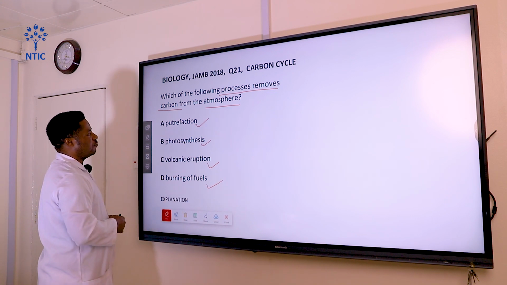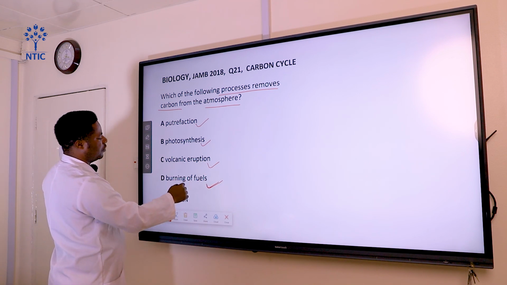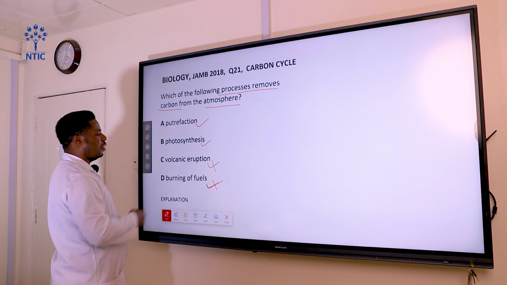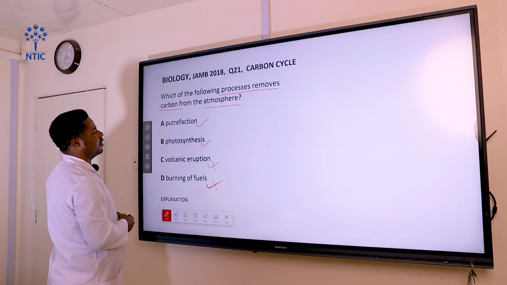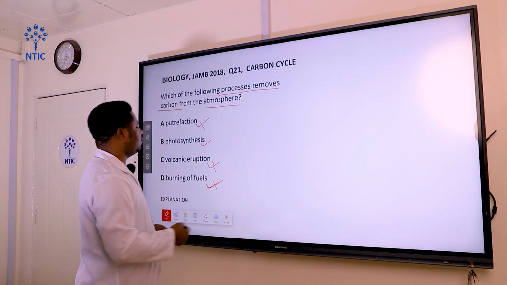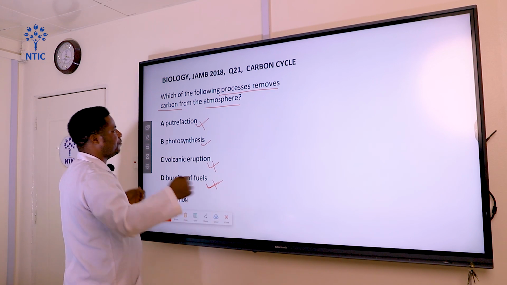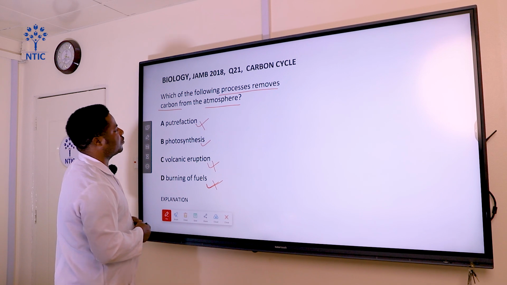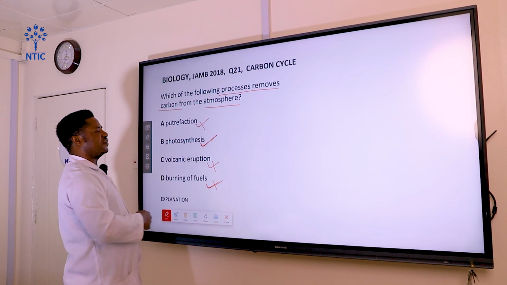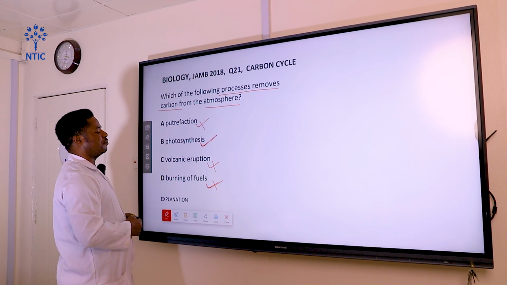The burning of fossil fuels releases carbon dioxide to the atmosphere, so it is not the answer. Volcanic eruption also releases carbon dioxide to the environment, so it is not the answer. Putrefaction, during the decay of plants and animals, releases obnoxious gases, which CO2 is part of, making the carbon dioxide concentration in the atmosphere more. But photosynthesis is one of the processes that removes carbon dioxide or carbon from the atmosphere.